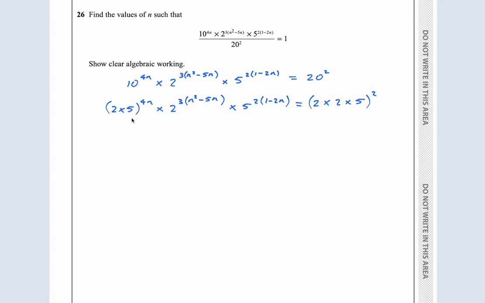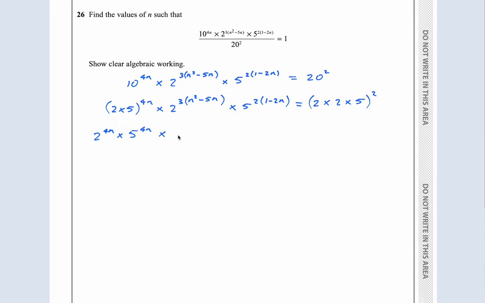I'm going to say, right, if this is 2 times 5 to the power of n, I can write this as 2 to the power of 4n times 5 to the power of 4n. That's because, remember, everything in the power gets raised to the power. For example, xy squared is x squared y squared. Okay, so that's a rule.